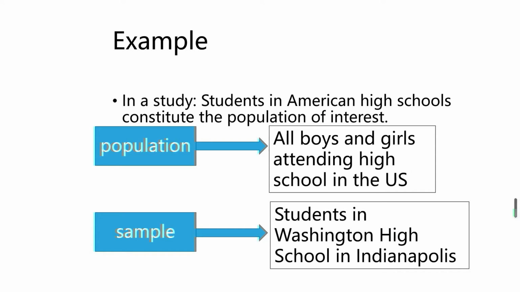For example, in a study, students in American high schools constitute the population of interest. You could define this population as all boys and girls attending high school in the United States. Well, the students of Washington High School in Indianapolis constitute a sample of American high school students.